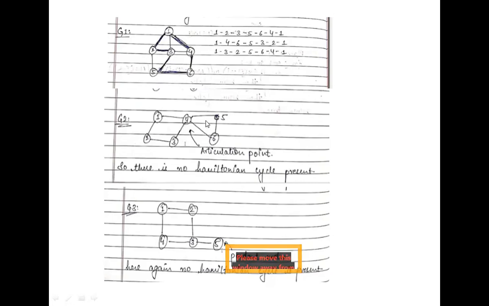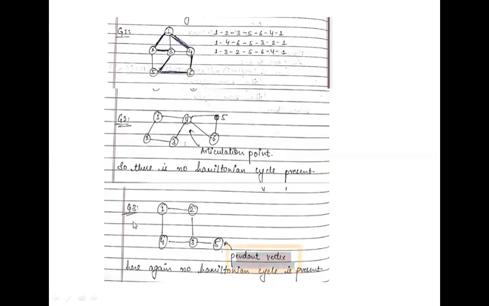In this graph G2, we have to visit 5 and 6, but you have to visit 4 twice. We call this an articulation point. There is no Hamilton cycle here, because if you want to visit 5 and 6, so 1, 4, 5, 6, then we have to backtrack to 4, then 3, then 2, then 1. So we are visiting 4 twice. This is the articulation point, so this graph is not Hamiltonian. In this graph there is no Hamilton cycle present.